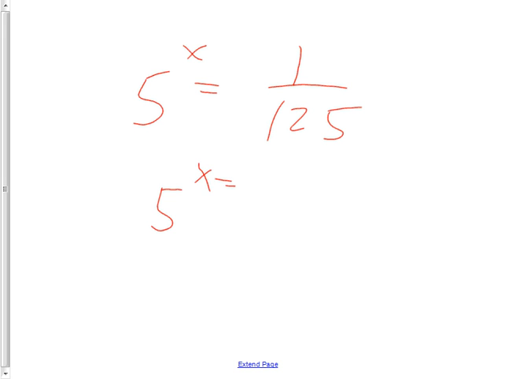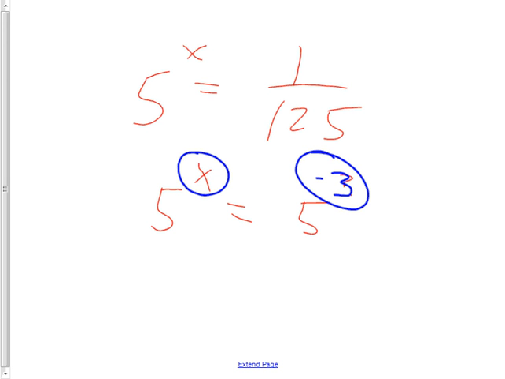D, you're going to have to change 1 over 125. That's kind of a challenging one. Would you agree that that's the same as 5 to the x is equal to 5 to a power, 5 to the power of negative, makes it flip, negative what? Negative 3 is right. So if this has to be negative 3, then the bases are the same, therefore this has to equal that. All right, let's move on.